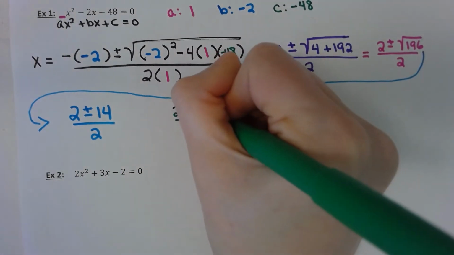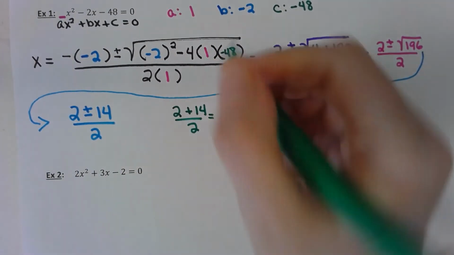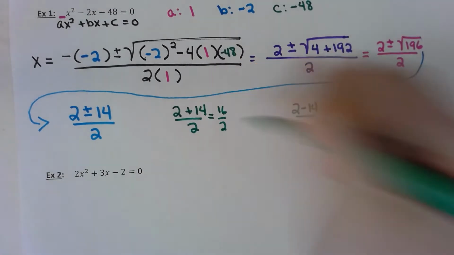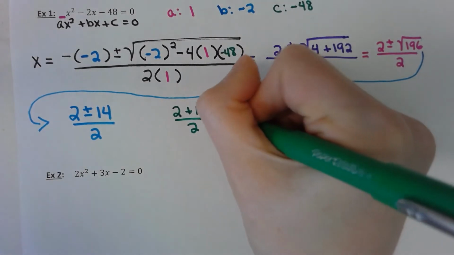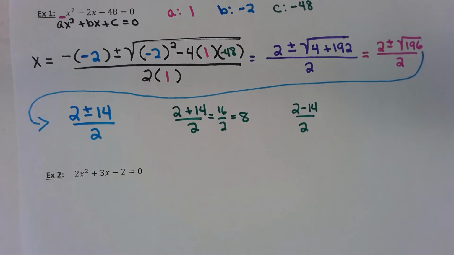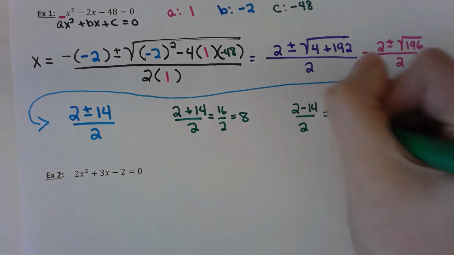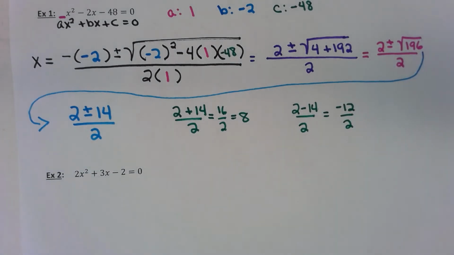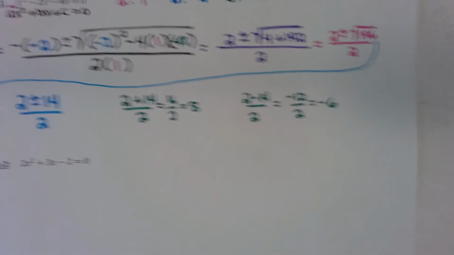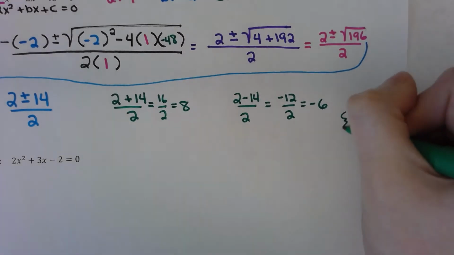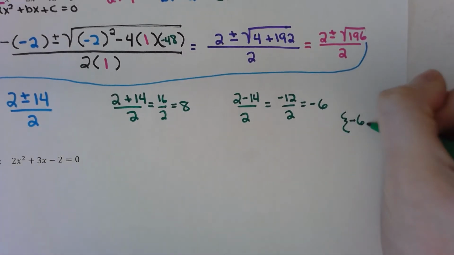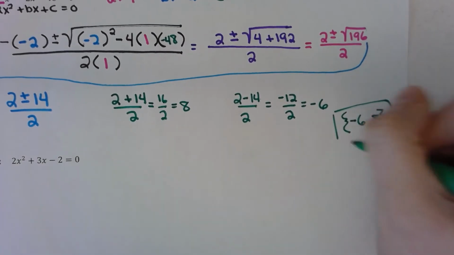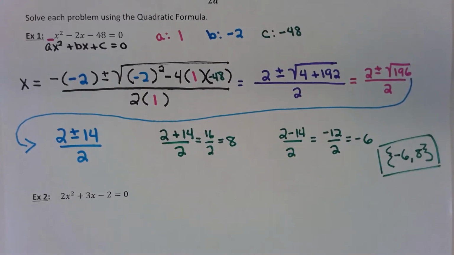So if I'm doing this by hand, 2 plus 14 is 16 divided by 2. Well, 16 divided by 2 gives me 8. That's my x-intercept. On the other one, 2 minus 14 is negative 12 divided by 2, which means that I have negative 6 for my x-intercept. So if I was going to write my answers, and remember when you write the squiggly brackets, this just means this is a list of my answers, we have negative 6 and positive 8.